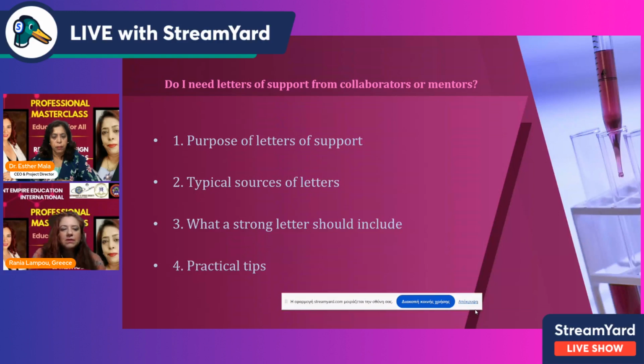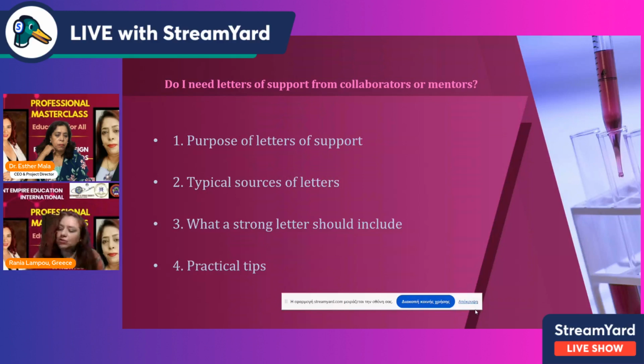So first, you need to clarify the purpose. What is the purpose of the letters? They confirm the collaboration, they demonstrate your expertise, they show your institutional backing, and they support feasibility, evidence that resources, facilities, or personnel will be available as promised. Show that partners or co-investigators are committed to participating. Highlight the skills and the resources that your collaborators bring to your project.